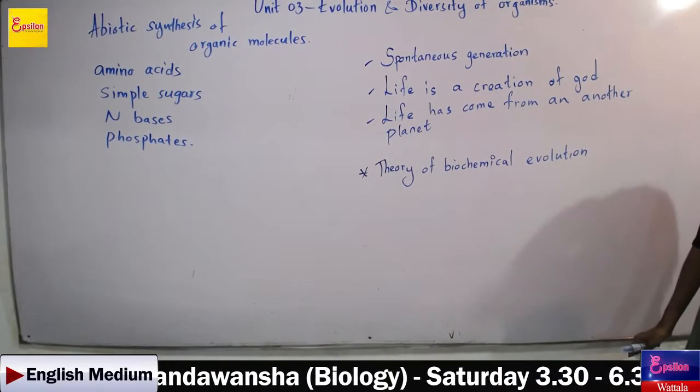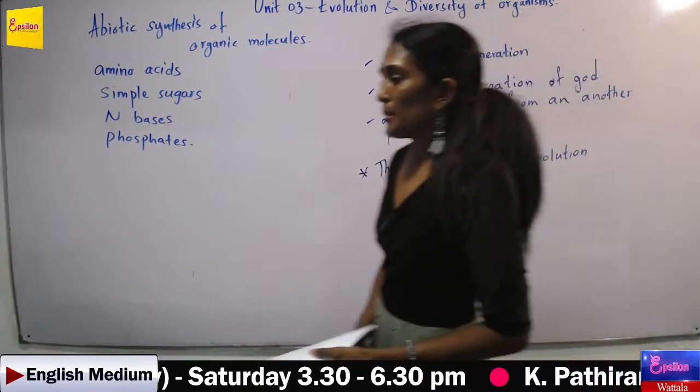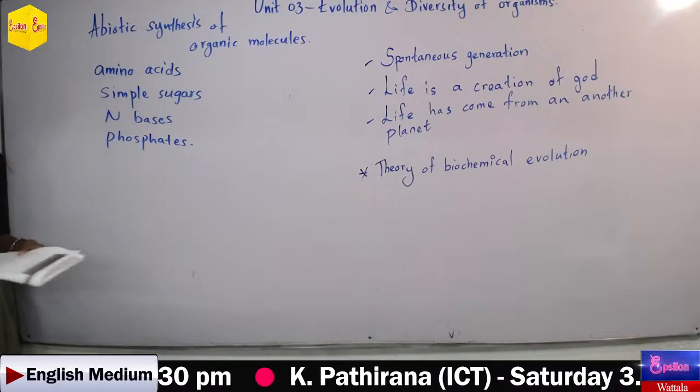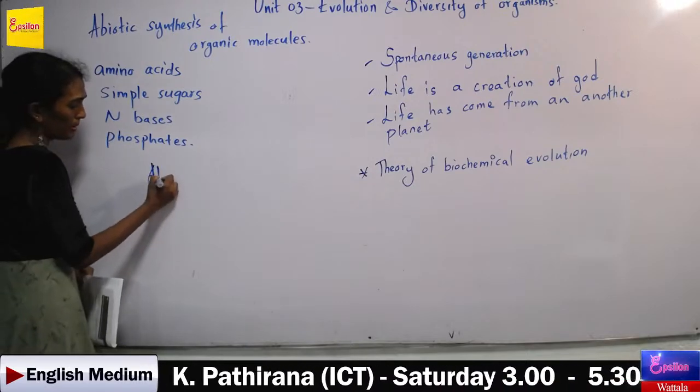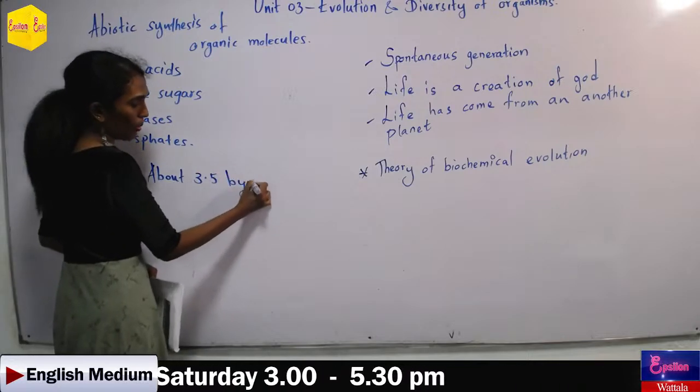How long ago did life originate on Earth? About 3.5 billion years ago.